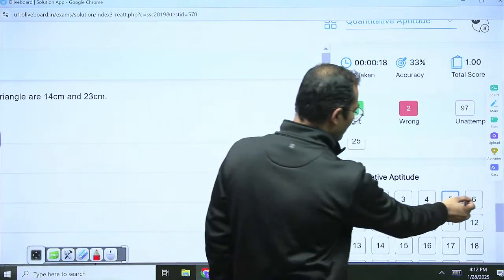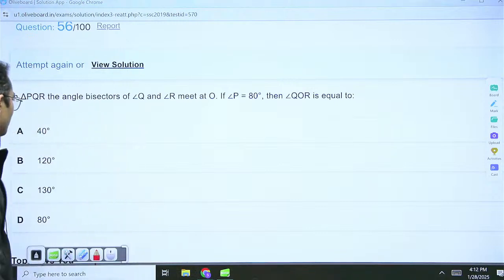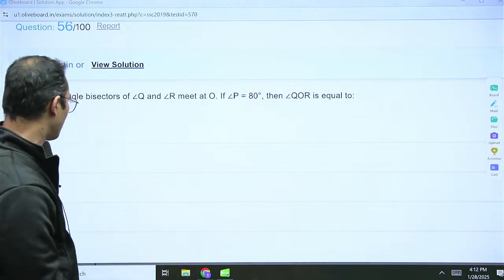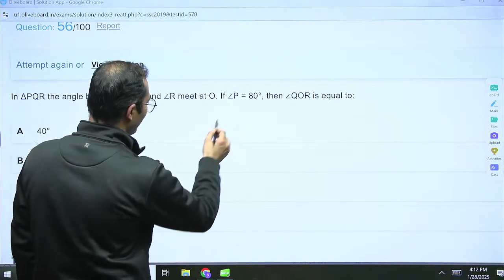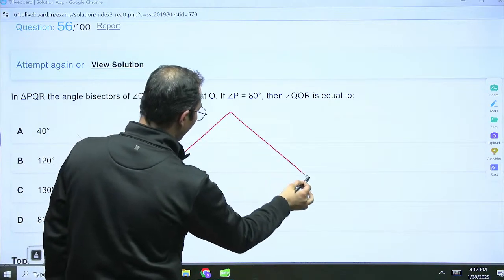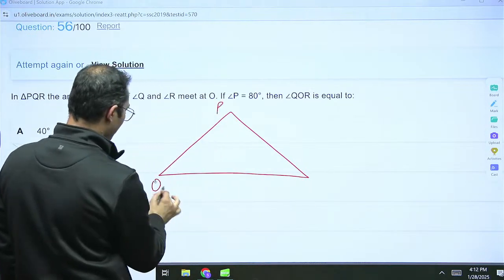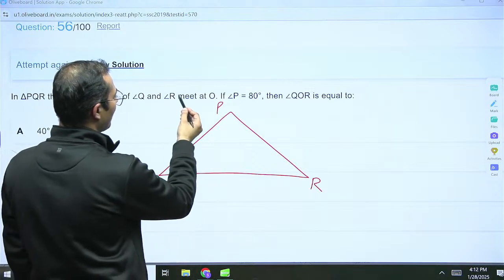Let's move to the next question. Question number 6. Tell me what would be the answer for this question. See, triangle PQR, the angle bisector of angle Q. See, angle bisector theorem. So we have a triangle, this is the triangle PQR, right? Triangle PQR. Angle Q and angle R meet at O.